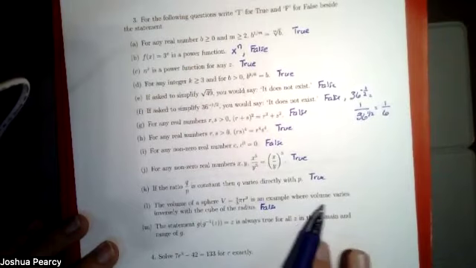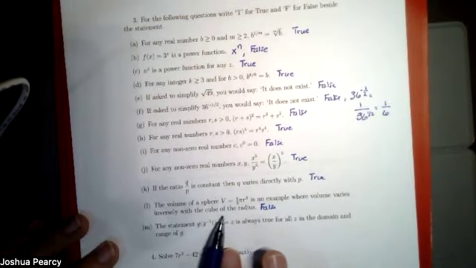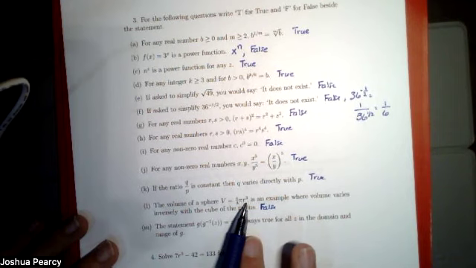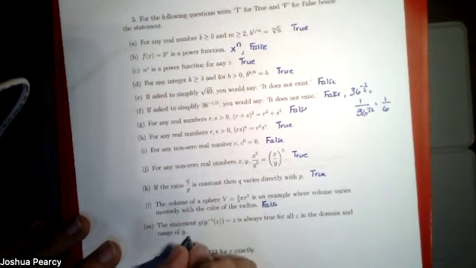This is actually where it varies directly with the cube of its radius. If it varied inversely, this r cubed would be down in the denominator here, but it's not. So this is actually a direct variation. And the last part of this question, the statement g of g inverse of z equals z is always true for z in the domain and range of g. This is true.